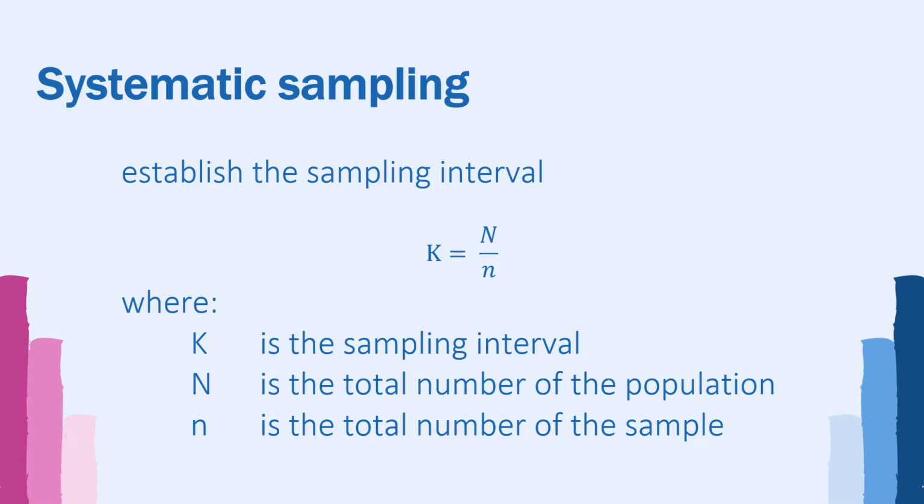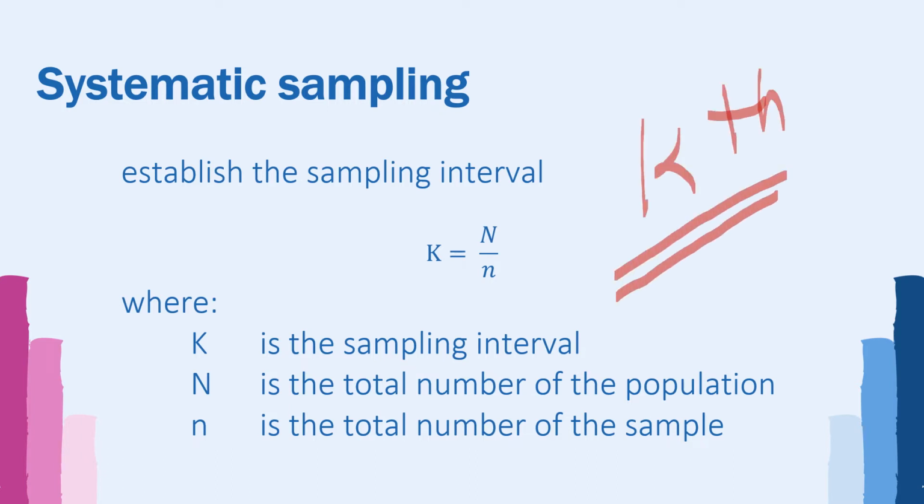Now, what do I mean by sampling interval? That's the kth value. We refer to that as the kth value. That's your systematic sampling. How do we determine the value of K? Your value of K is basically the population size divided by the sample size.